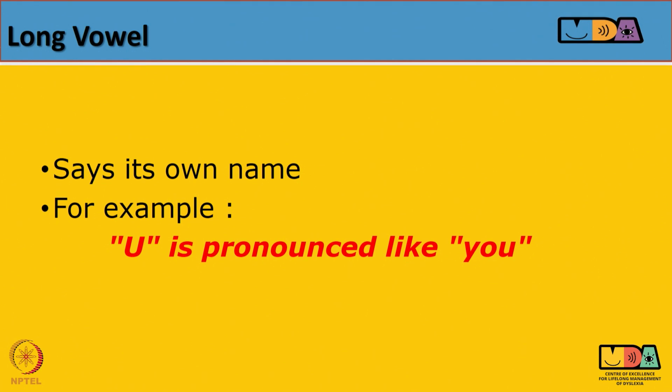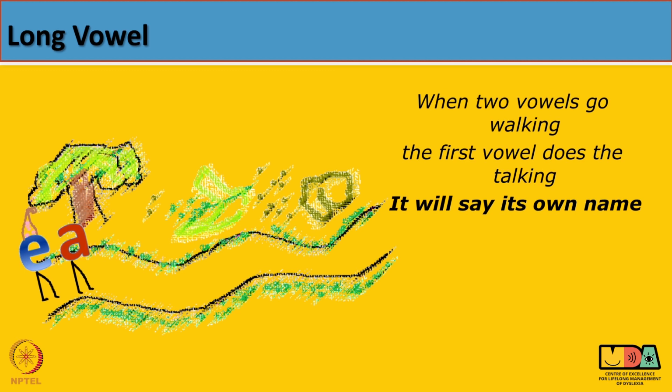Now, how do we get this long vowel sound? So, we have, when two vowels go walking, the first vowel does the talking. E, because E is at the beginning and A is following. EA says E, which is the long vowel sound. E is also the name of its own. So, the name of the vowel is E and the sound it makes is E. So, the long vowels are broken up into A, E, I, O, U. Let us look into each one of them individually.